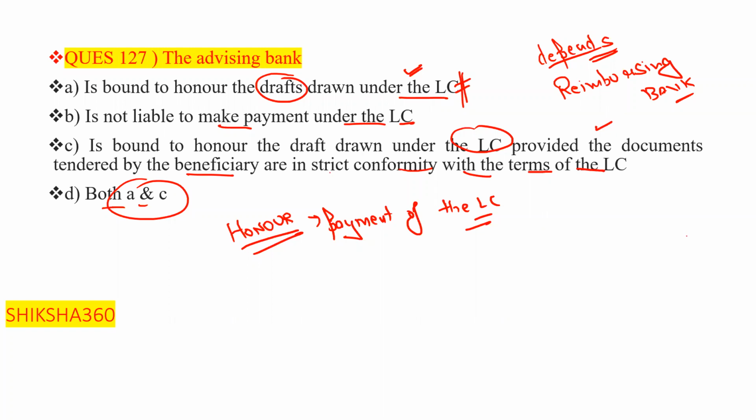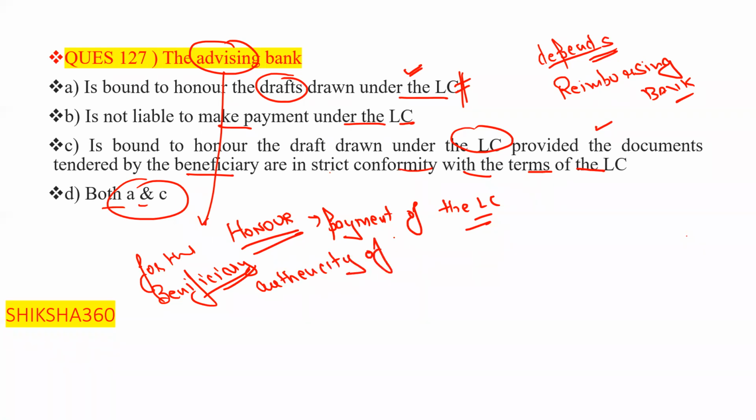But in the case of an advising bank, it does not have the responsibility to honor the LC, clear. What is the main work of the advising bank? Just giving information to the beneficiary, clear. It does not have any liability to make the payment under the LC. Its main function is to check the authenticity of the LC, or authenticity of the credit, clear.